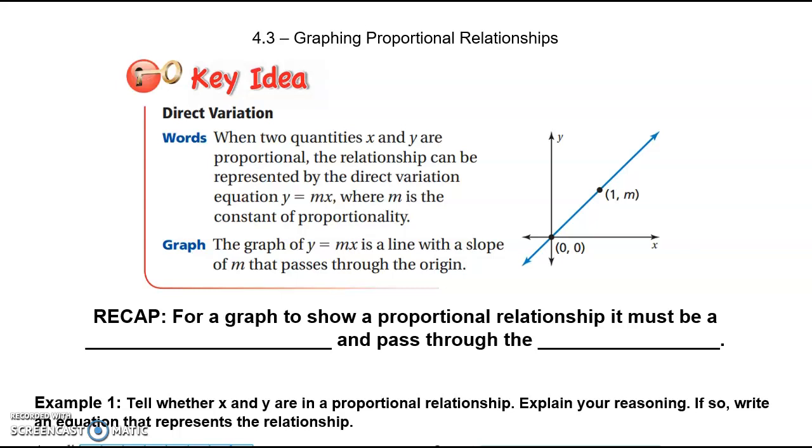All right, today we're doing section 4.3, which is graphing proportional relationships. This is very similar to what we have done in the past with graphing and also with finding slope. It's just using a little bit different terminology. So our first different vocab word is direct variation.